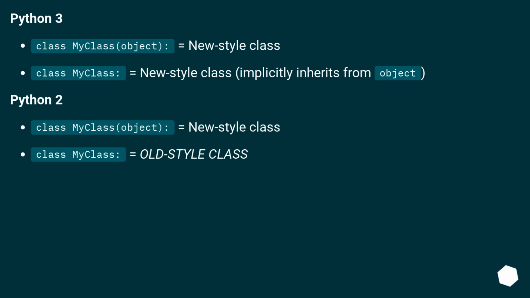Python 3. class MyClassObject(object): new style class. class MyClass: new style class, implicitly inherits from object. Python 2. class MyClassObject(object): new style class. class MyClass: old style class.